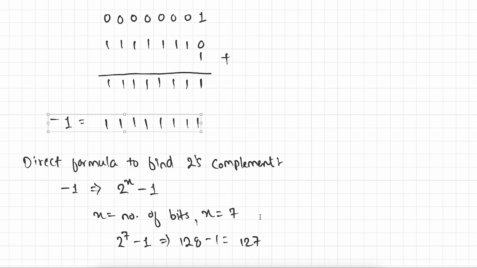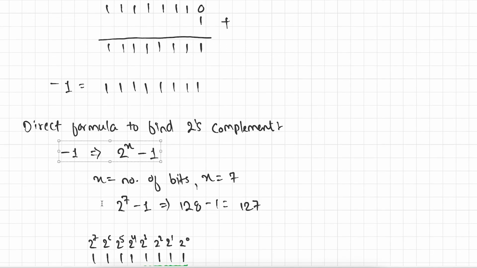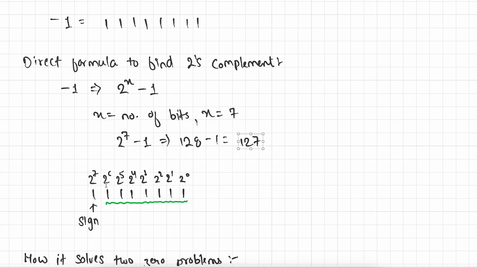And there is also one direct formula to find 2's complement. Let's say if I want to store -1, then it is represented as 2 to the power x minus 1. Here x is equal to the number of bits. In our case, x is 7. So 2 to the power 7 minus 1 is going to be 128 minus 1, that is 127. So 2 to the power 6 plus 2 to the power 5 plus 2 to the power 4 and so on represents 127. So if I set all the bits to 1 and keep the last bit as sign bit, we get 127. So this binary representation represents number 127, not 0.